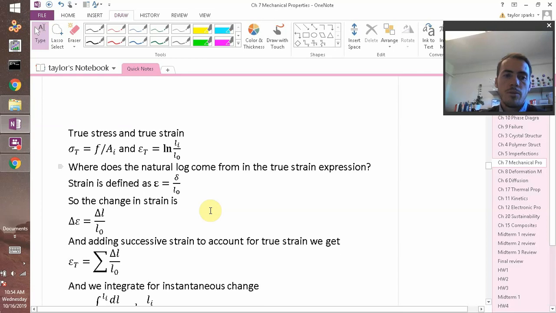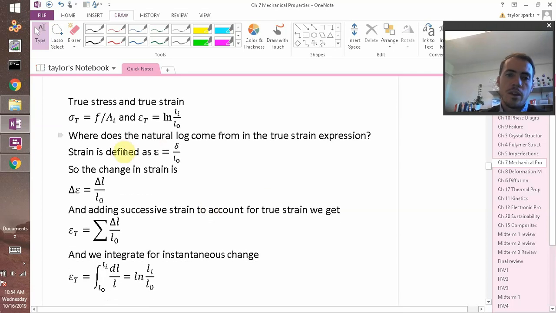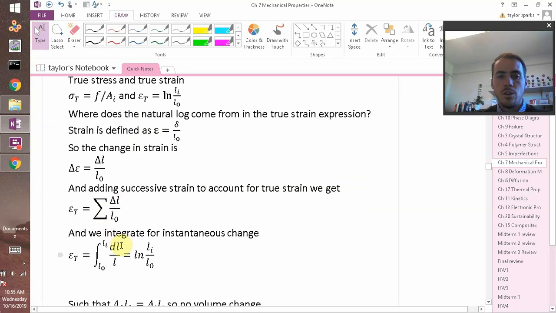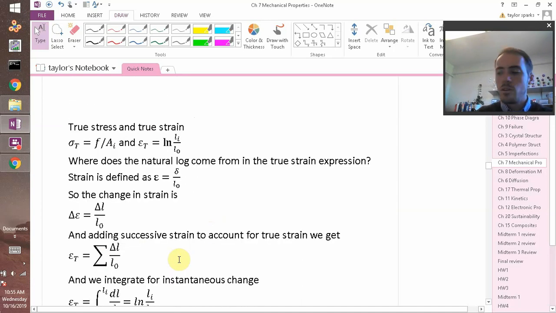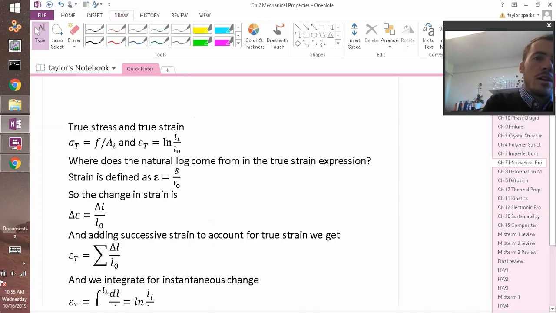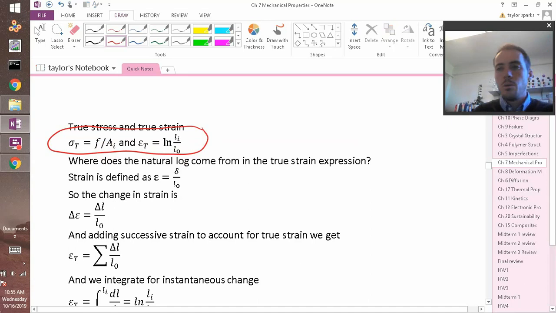So where does that come from? It comes from the fact that strain is the difference in length divided by the initial length. So if you take really, really small segments of that, you can turn it into a sum. You can integrate that. When you integrate dL over L, that's where the natural log of L_i over L_0 comes from. In any case, we have terms that we can use for calculating the true stress and the true strain in a material, which are more accurate to what's actually happening inside a material.